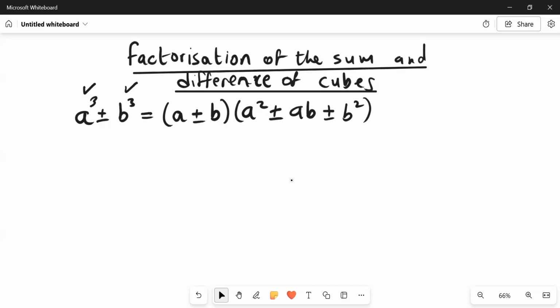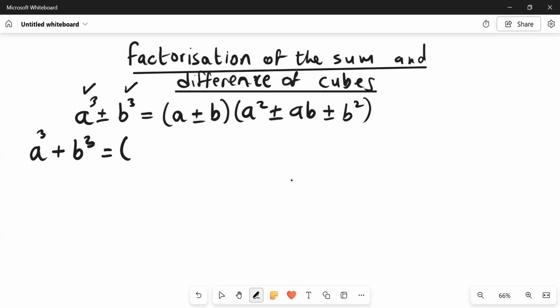But now let me show you using examples. Let's just take the same example, but now we're not using plus or minus. We'll just use a positive only. So how do you factorize this? You cube root the first term, which is a cubed.